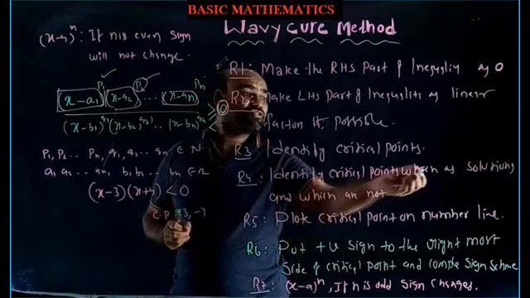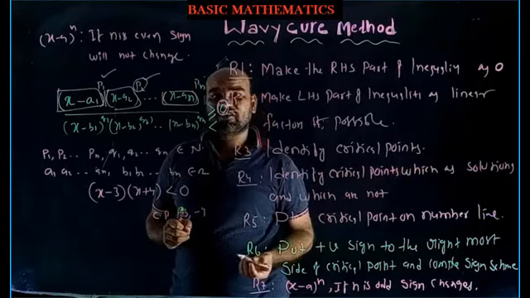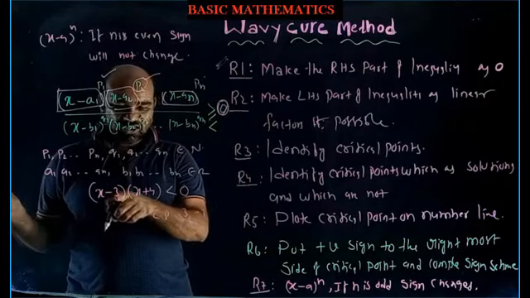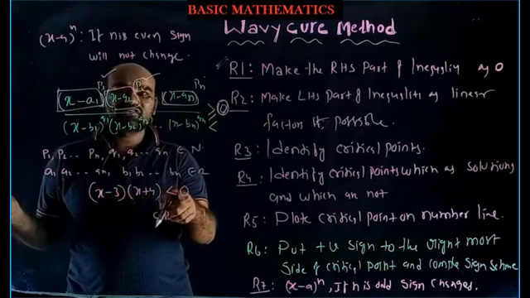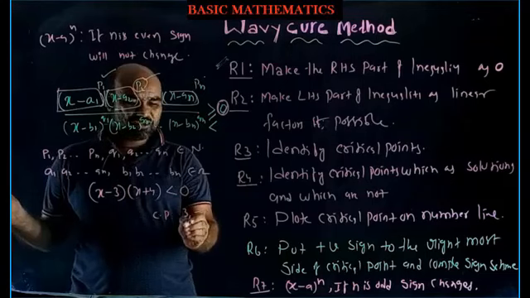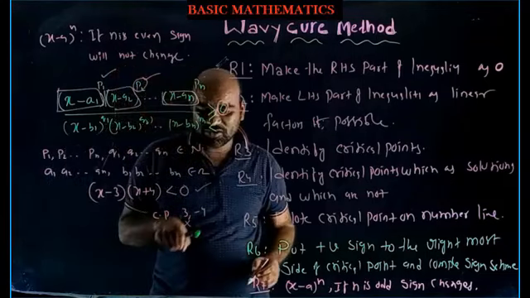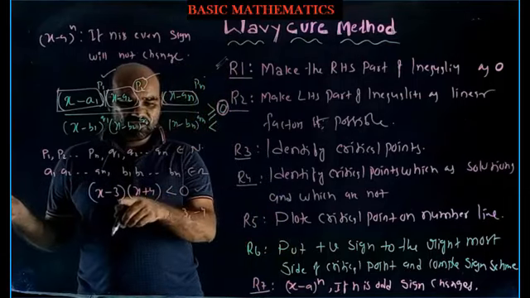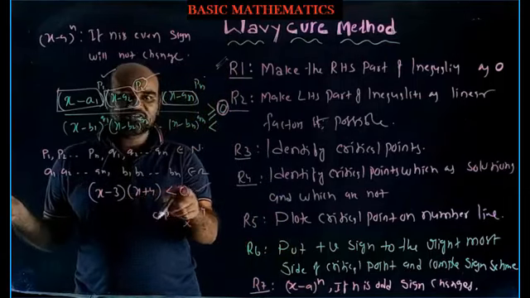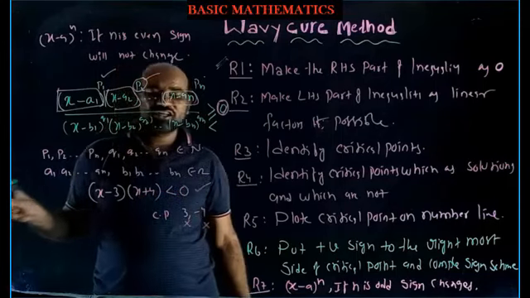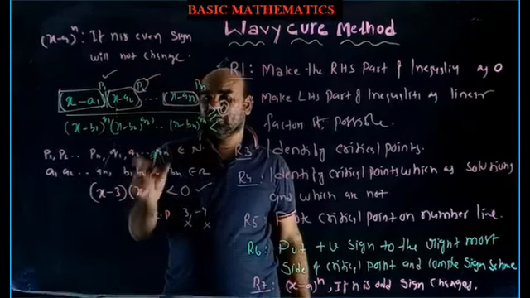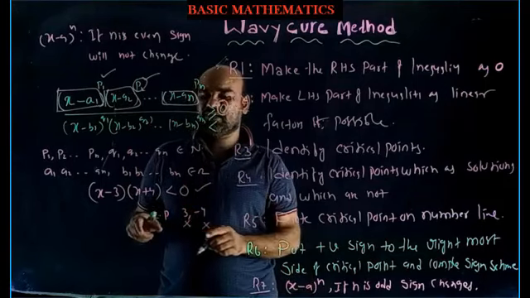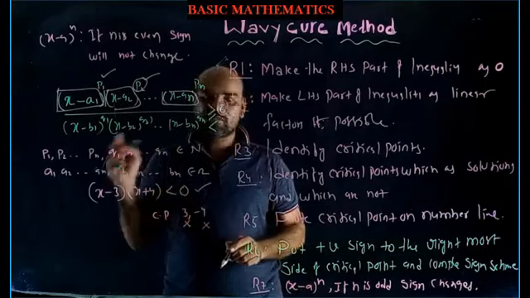Next, check whether the critical points are solutions of the given inequation. Put x equal to 3. What happens? 0 less than 0, a false statement. 3 is a critical point, but 3 is not a solution. Now substitute minus 4: 0 into something into 0, so 0 less than 0, wrong. So minus 4 and 3 won't satisfy the given inequation. Even though they are critical points, these two are not solutions of the problem.